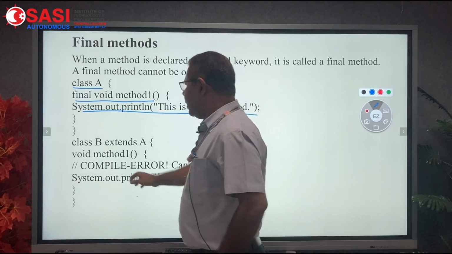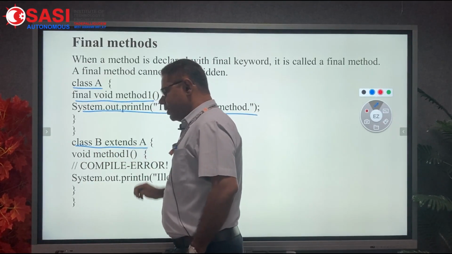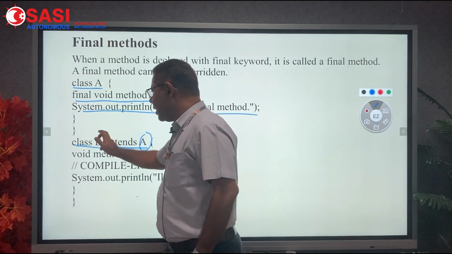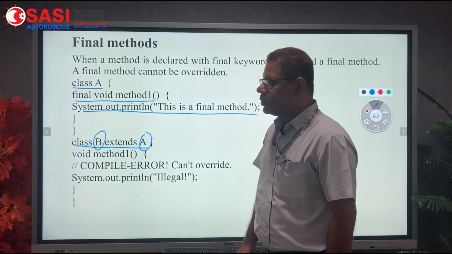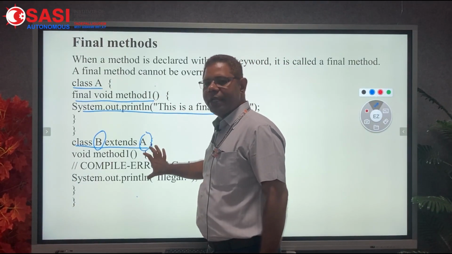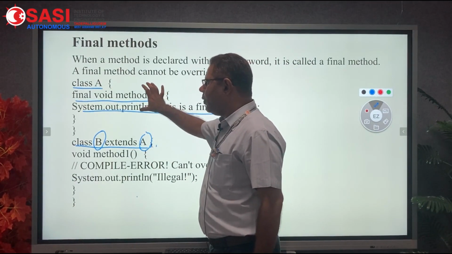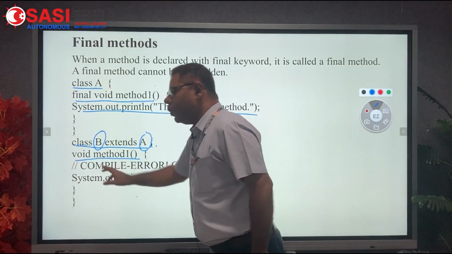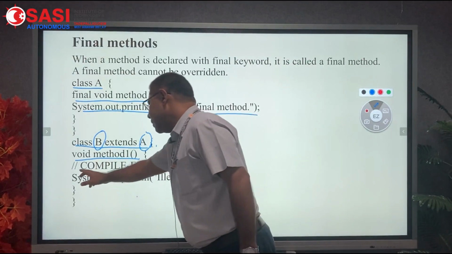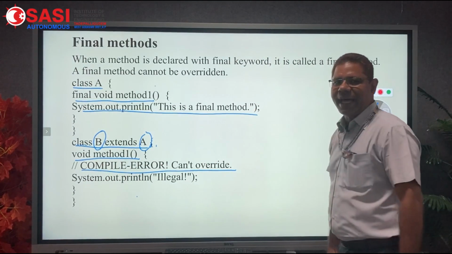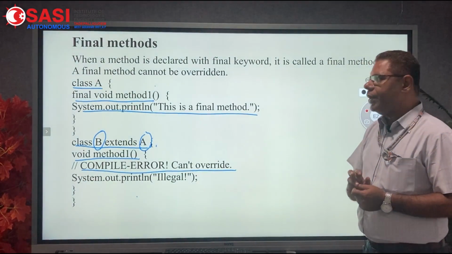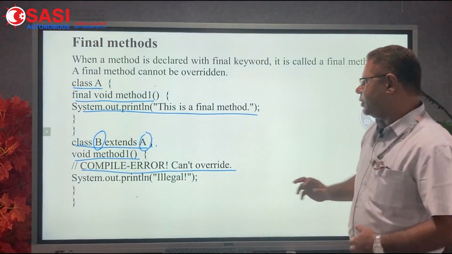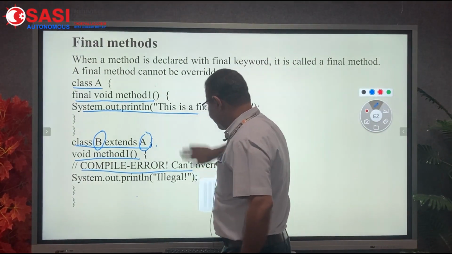Now we are trying class B extends A. That means class A is the existing class, and its properties can be used in class B. So here we are trying to override method1. Whenever we try to override method1, it will return a compile error, cannot override. So once we declare a method as final, that method cannot be overridden. This is the example for the final method.